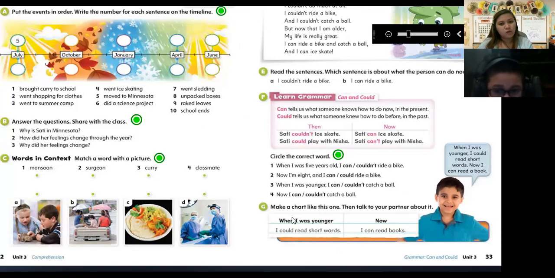Okay, so now it's your turn to make a chart like this one. You will write when I was younger, and then now. Can you please make something like that, and then we will check after.